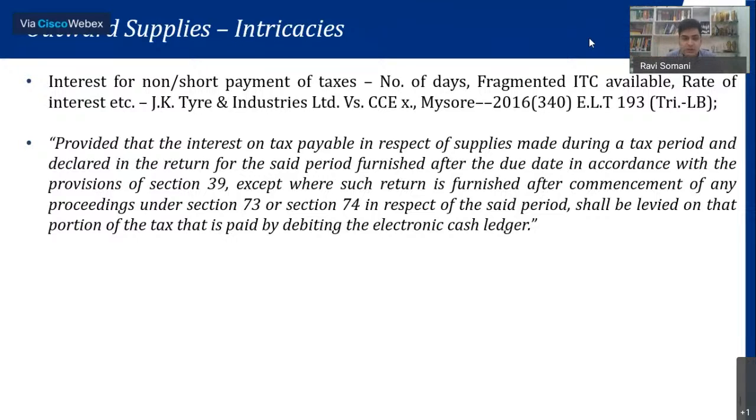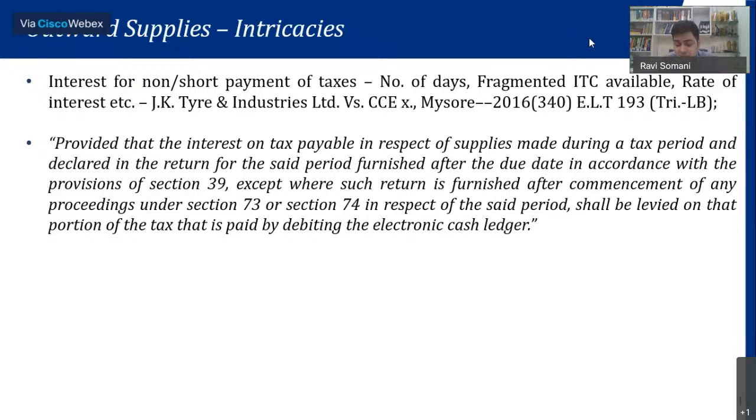I would like to take a pause here. Provisions of section 39, which means this benefit is available only in cases where the return is filed under section 39. As I've already told, the annual return is a return under section 44, not under section 39. And as per the department, the annual return is under section 73. It is a self-assessment under section 73, which continues except where such return is furnished after commencement of proceedings under section 73 or 74. So as per the department, this annual return exercise, what you are doing and self-assessing, is a commencement of proceeding under 73.